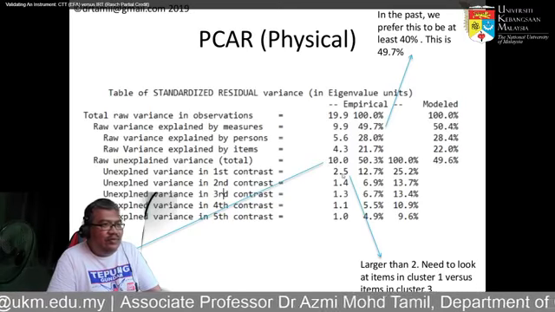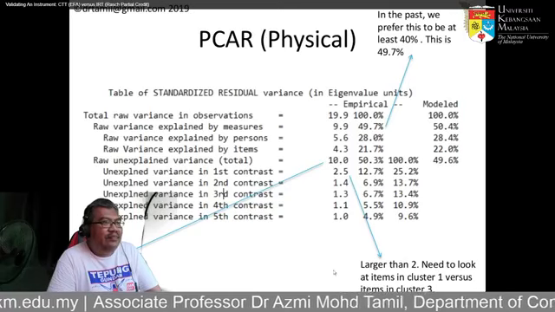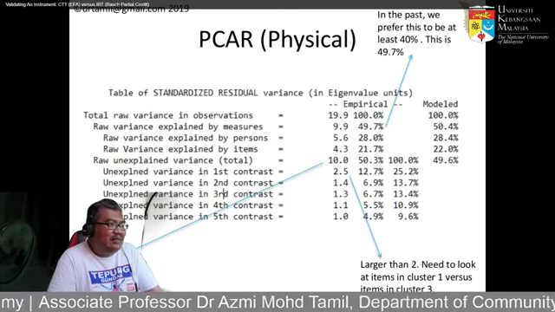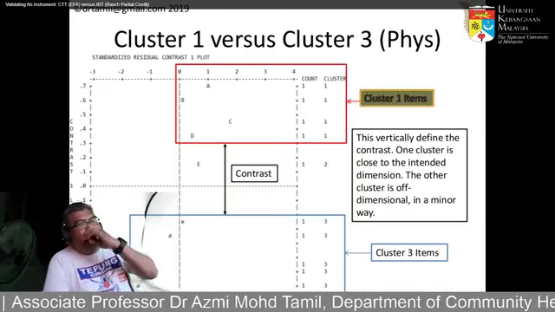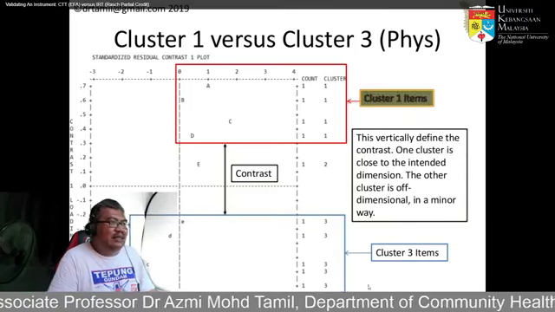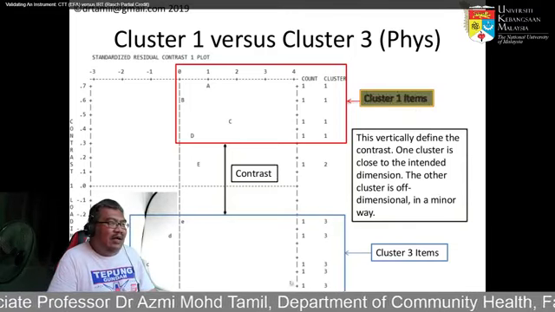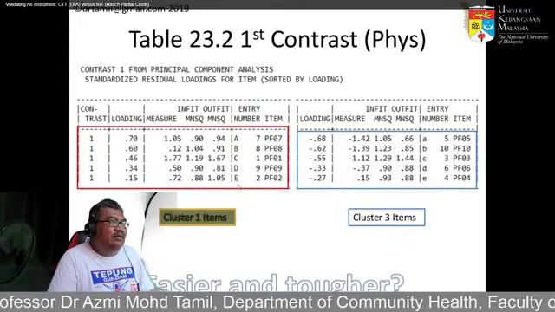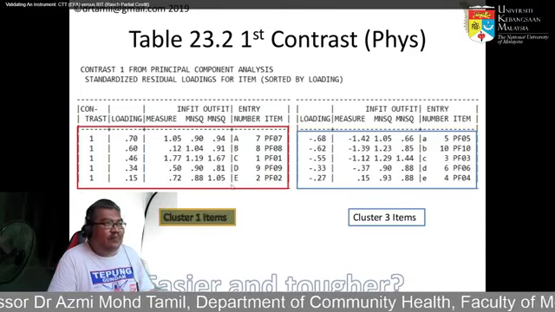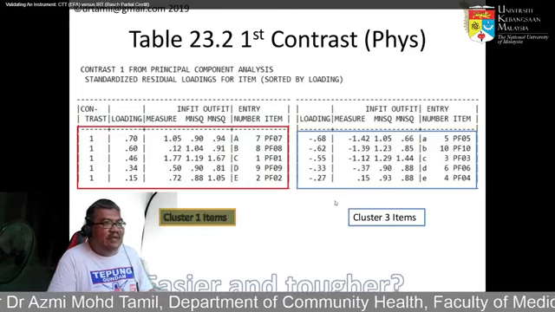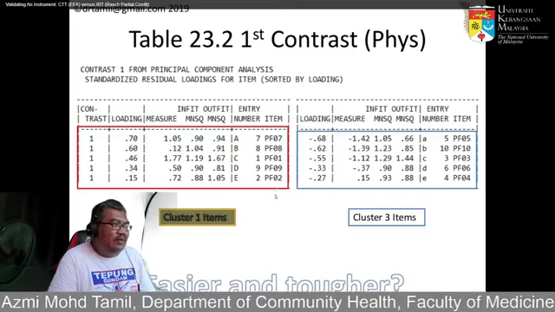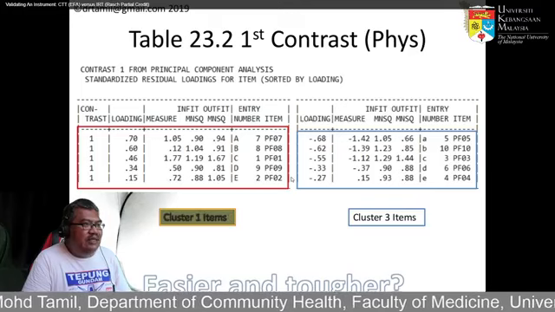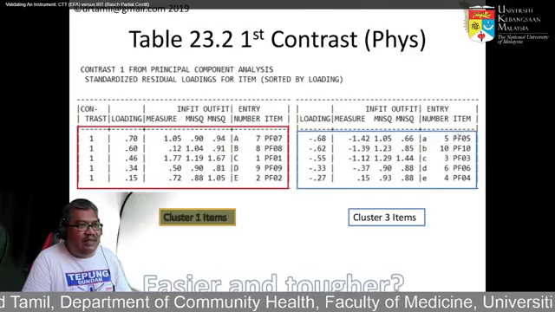This one is larger than 2, so we need to look at the clusters. I just realized I got this one wrong. This one is supposed to be 10. Sorry. So you can see here, cluster 1 and cluster 3. They are off, but they are not off in a major way. They are off in a minor way. So we got two sets of questions here. You can see the physical function questions are really two dimensions. One set of dimension is for easier tasks, another set is for the tougher tasks.